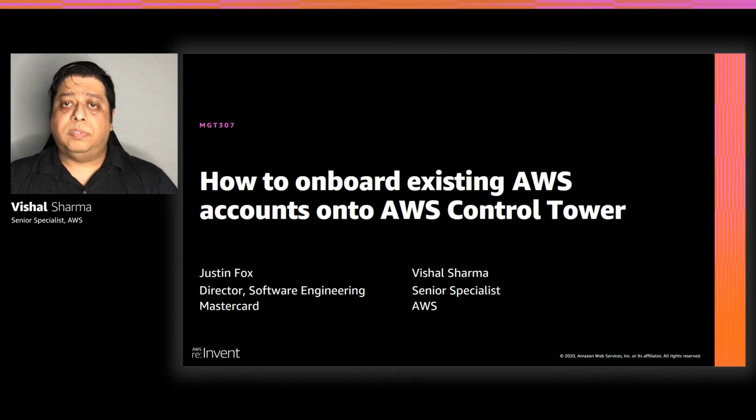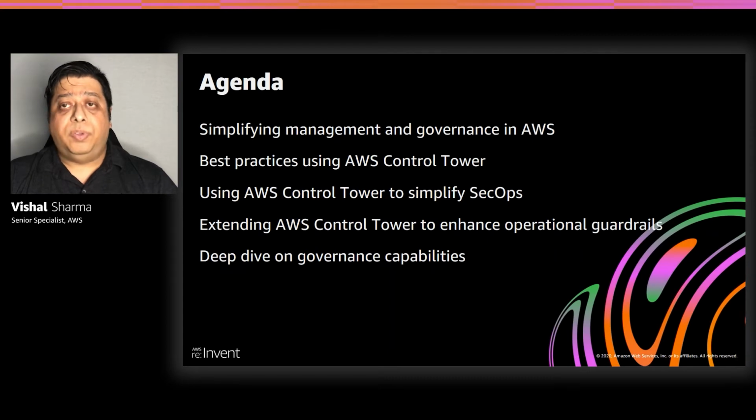We will be talking about simplifying management and governance of your existing AWS environment by onboarding your existing accounts onto AWS Control Tower. I will start with a basic overview of AWS Control Tower. I will also discuss a few best practices and touch upon AWS Service Catalog in context of Control Tower. Justin will walk us through his company's journey, where they onboarded over 100 AWS accounts onto AWS Control Tower and simplified the SecOps, enhancing operational guardrails, and provide a deeper dive into their governance capabilities.